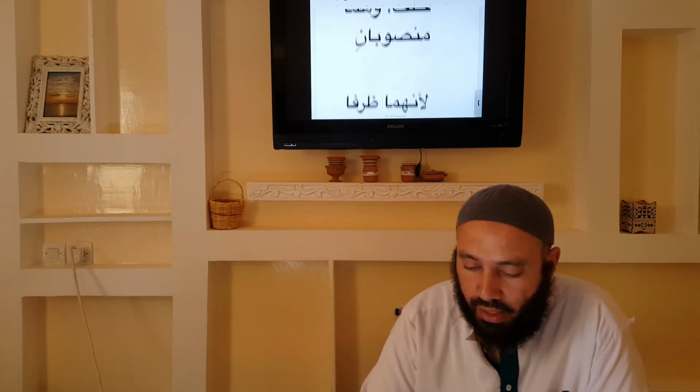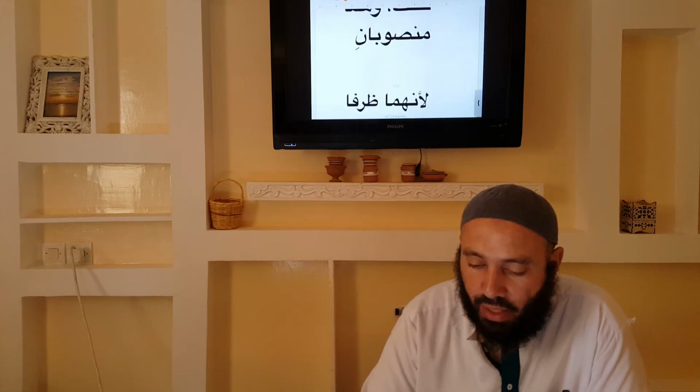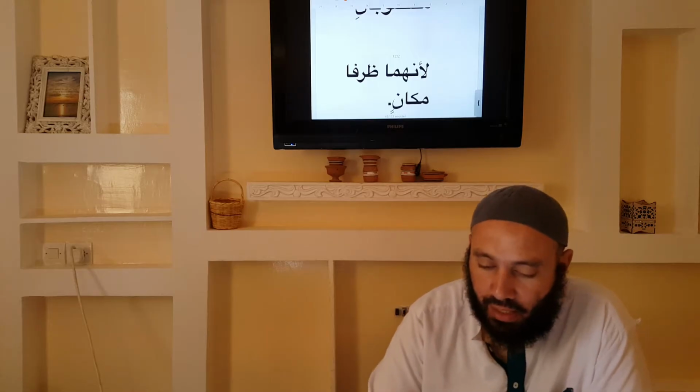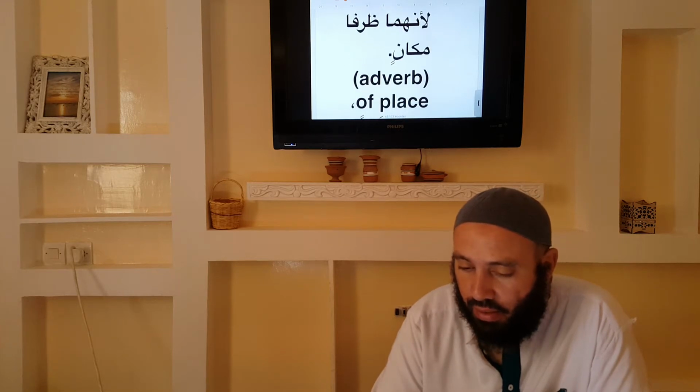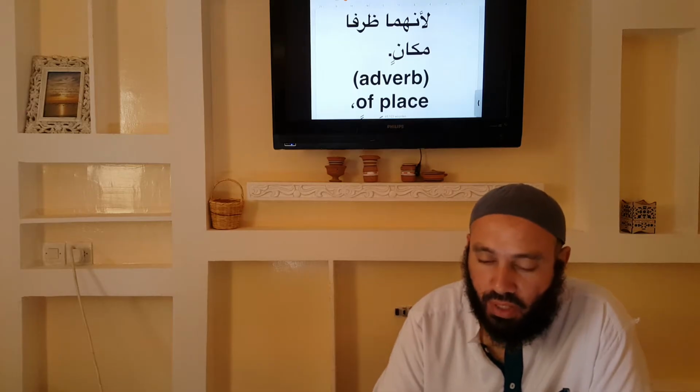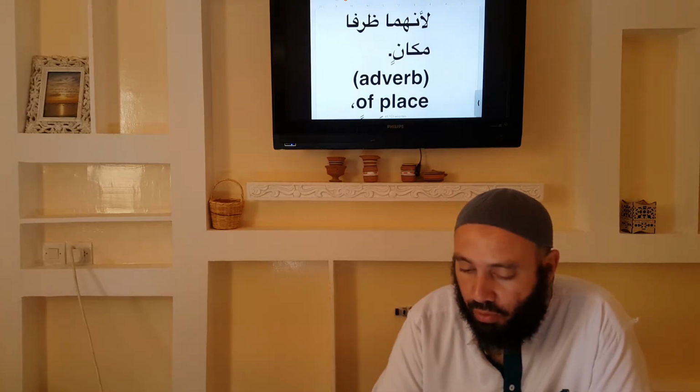وهما منصوبان لأنهما, because them two, ظرف مكان, because both of them are ظرف مكان. ظرف with the alif is a dual form. So because both of them are ظرف مكان, and ظرف مكان is an adverb of place. Okay, we have also ظرف زمان, what is an adverb of time.